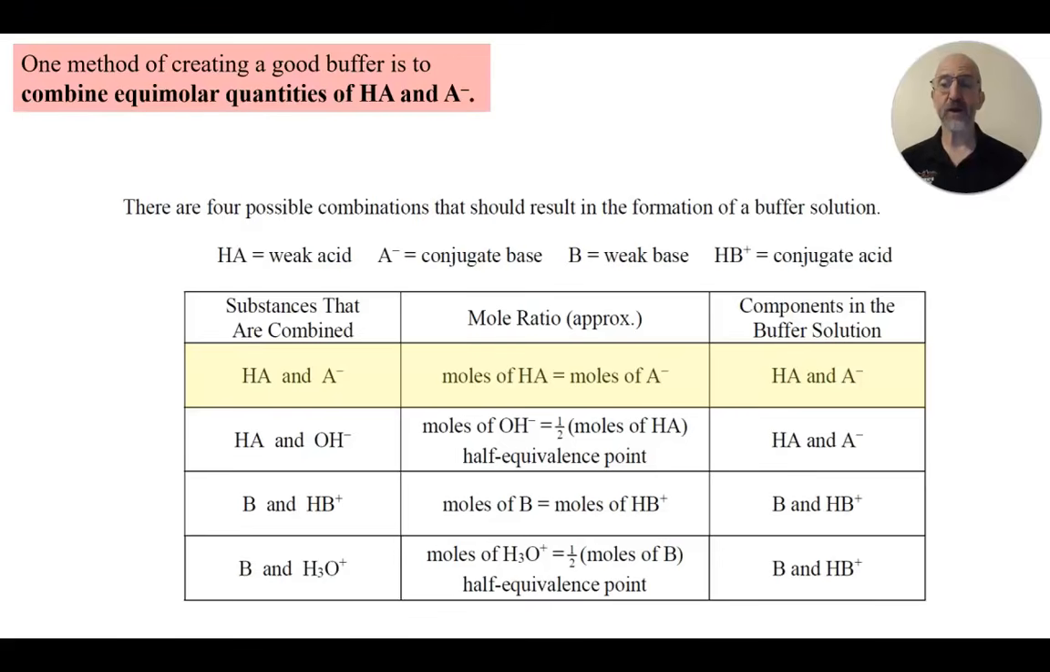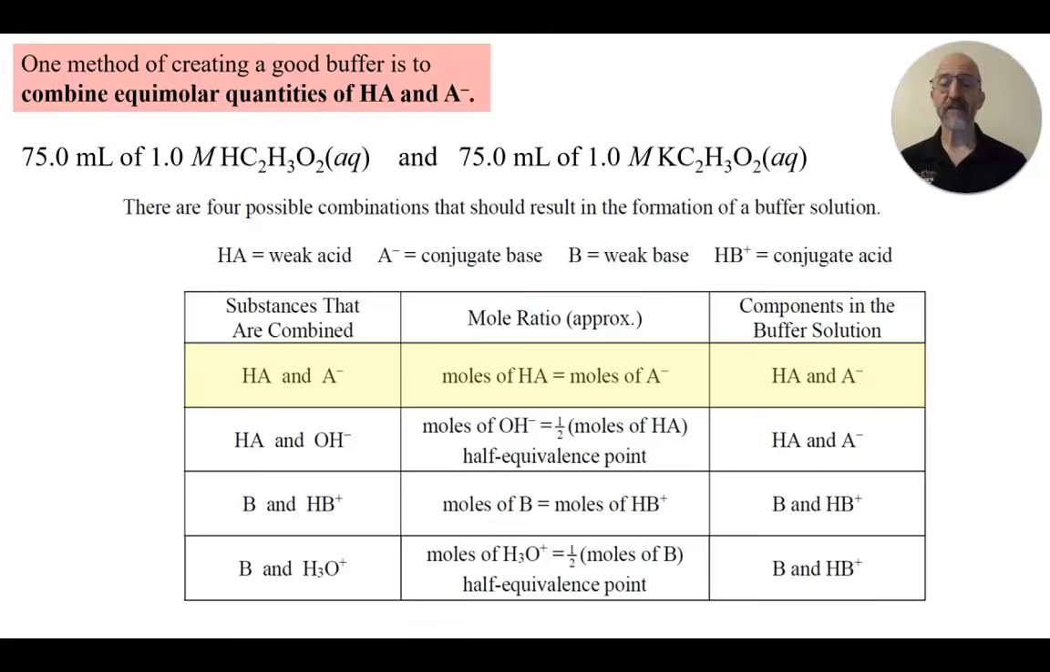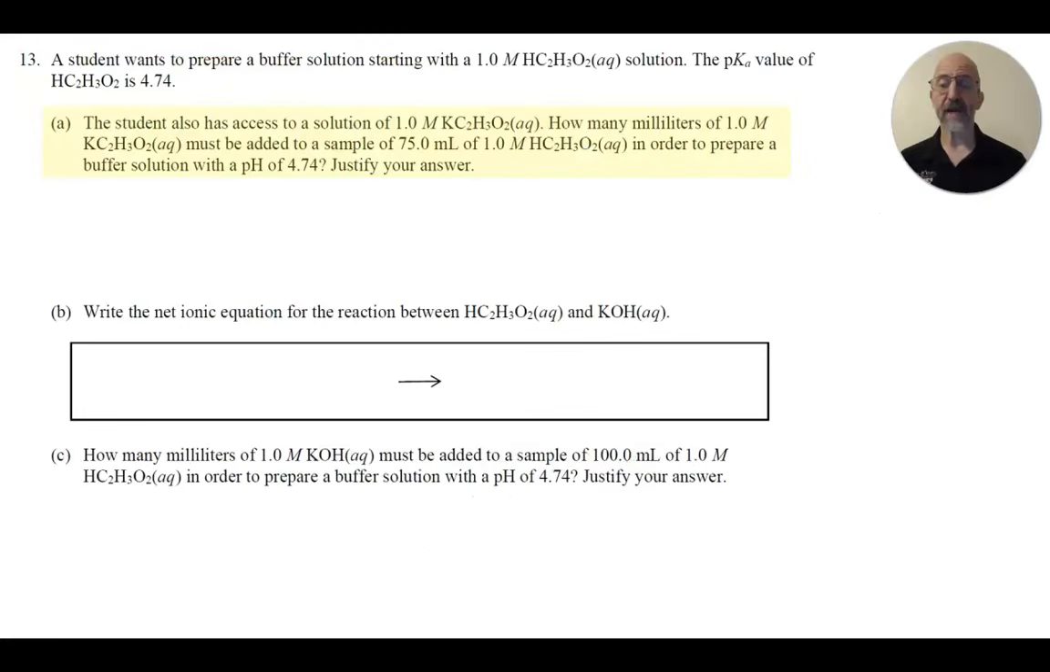One method of creating a good buffer is to combine equimolar quantities of HA and A-. So what does that mean for this particular question? Well, if you have 75 milliliters of 1 molar acetic acid, then we would want to combine that 75 milliliters of 1 molar acetic acid with the same number of moles of the conjugate base. So I would need 75 milliliters of 1 molar potassium acetate. So that is what I'm looking for in part A of the question.